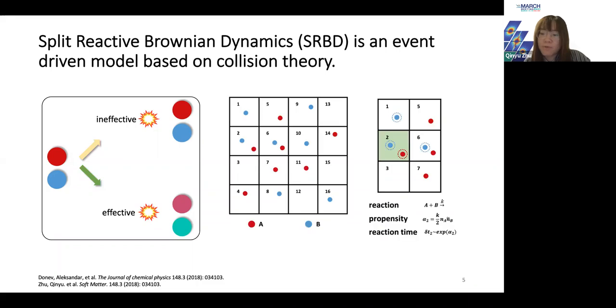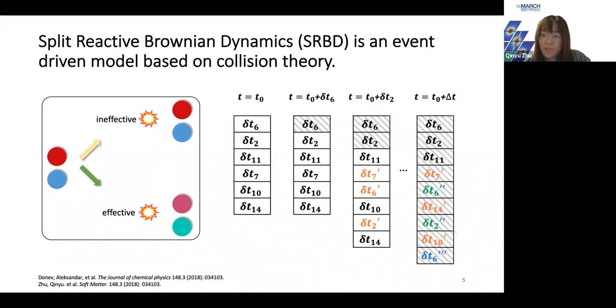The basic algorithm of SRBD is that it divides the simulation space into subvolumes and accounts for reactions that happen within neighboring cells. For each cell, we calculate a reaction time based on the number of reactive particles in the neighbors. And then we set up an event queue by arranging the cells according to their reaction time. At each iteration, we either update the reaction queue if a reaction happens, or remove the first cell from the event queue if a reaction does not happen until the time reaches the next time step, or the event queue is empty.